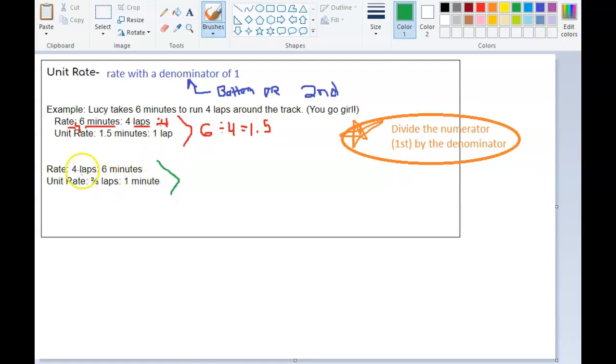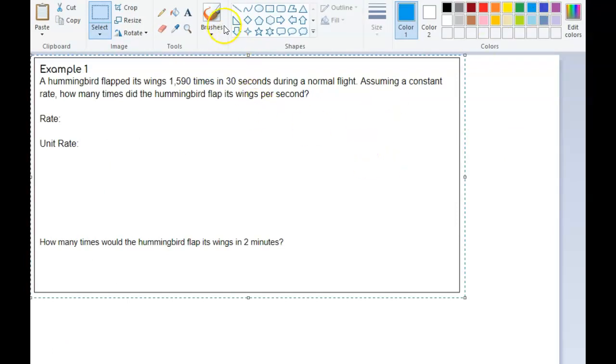Okay? Let's take a look here. This time we switch it up. 4 laps and 6 minutes. What would be my division problem right here? Pause it, write it down. Well, it would be the first number 4 divided by the second number 6. Okay, that's going to get me either 0.666666 forever or 2/3. Okay, and remember, because I divided by 6 on this side, I do have to divide by 6 on this side, and 6 divided by 6 is 1. That's why I get 1 here. Okay? All right, so let's go ahead and actually try out the whole problem, okay?